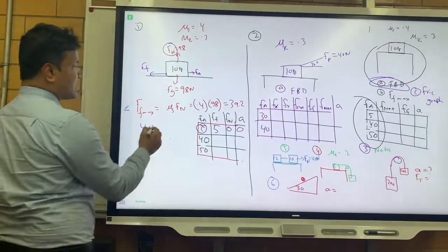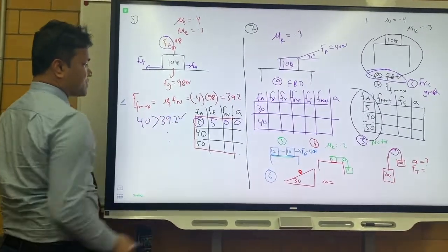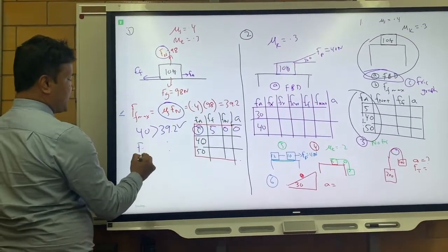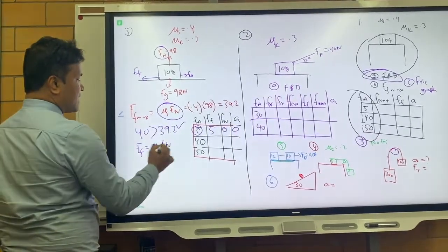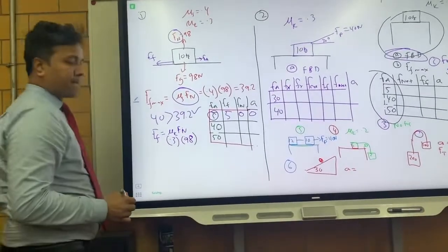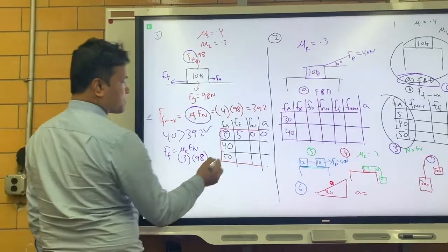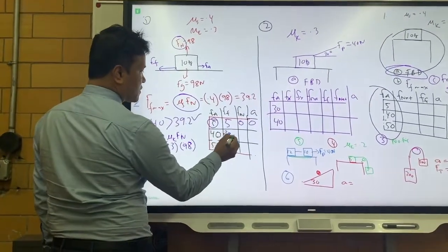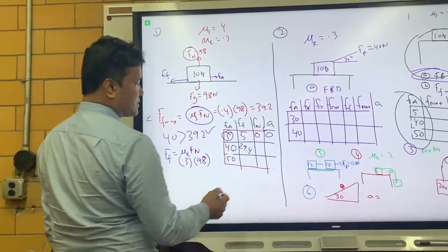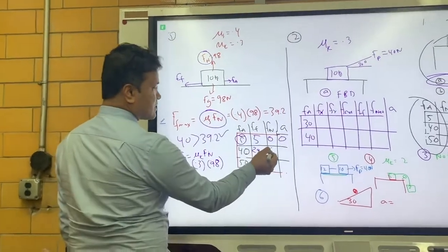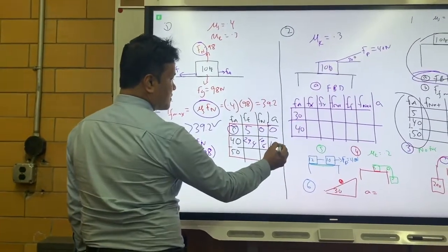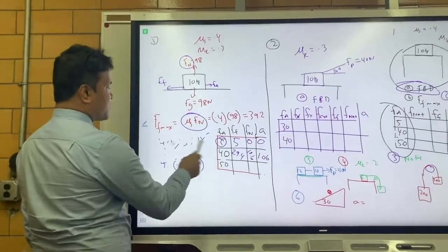Is 40 greater than 39.2? Yes. So then we cannot use this formula. We have to use Ff is equal to mu k Fn. And mu k is what? 0.3 times 98 is how much? 29.4. So then what is the net force? 40 minus 29.4, 10.6. Then what is the acceleration? Divide by 10. 1.06.